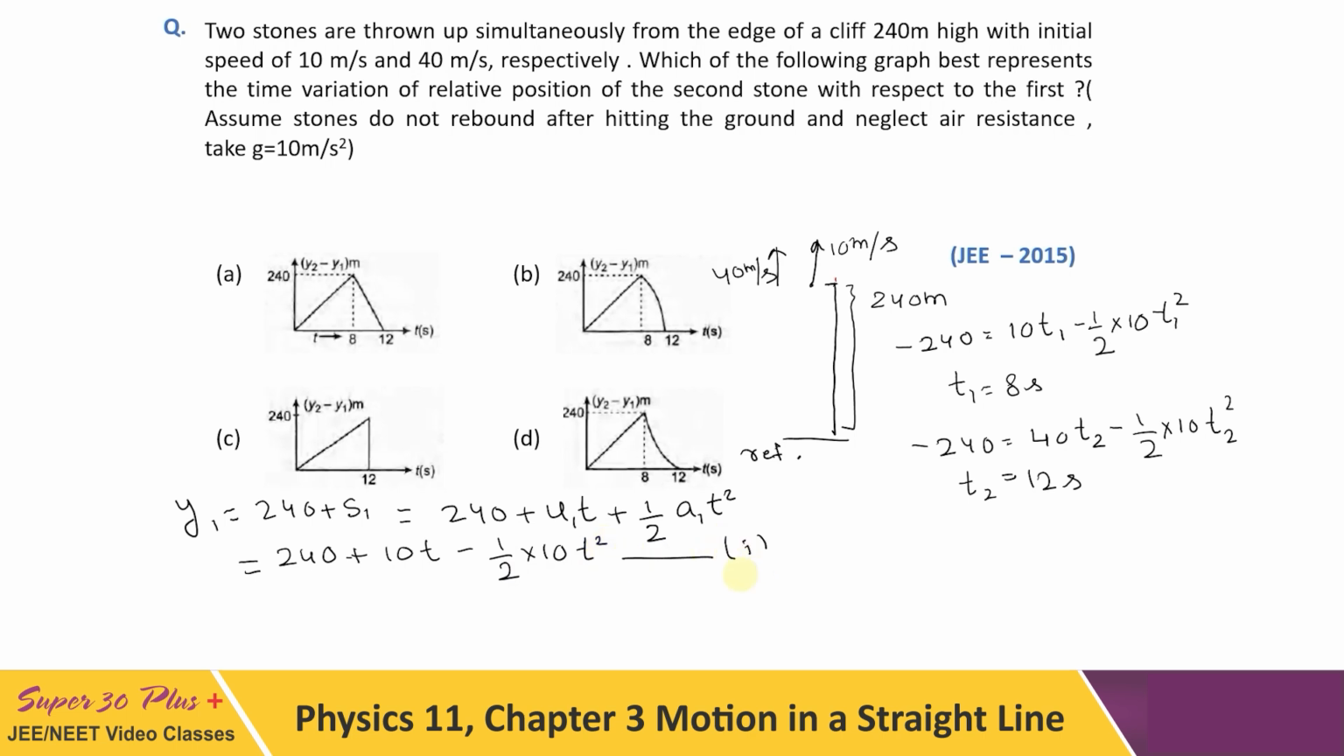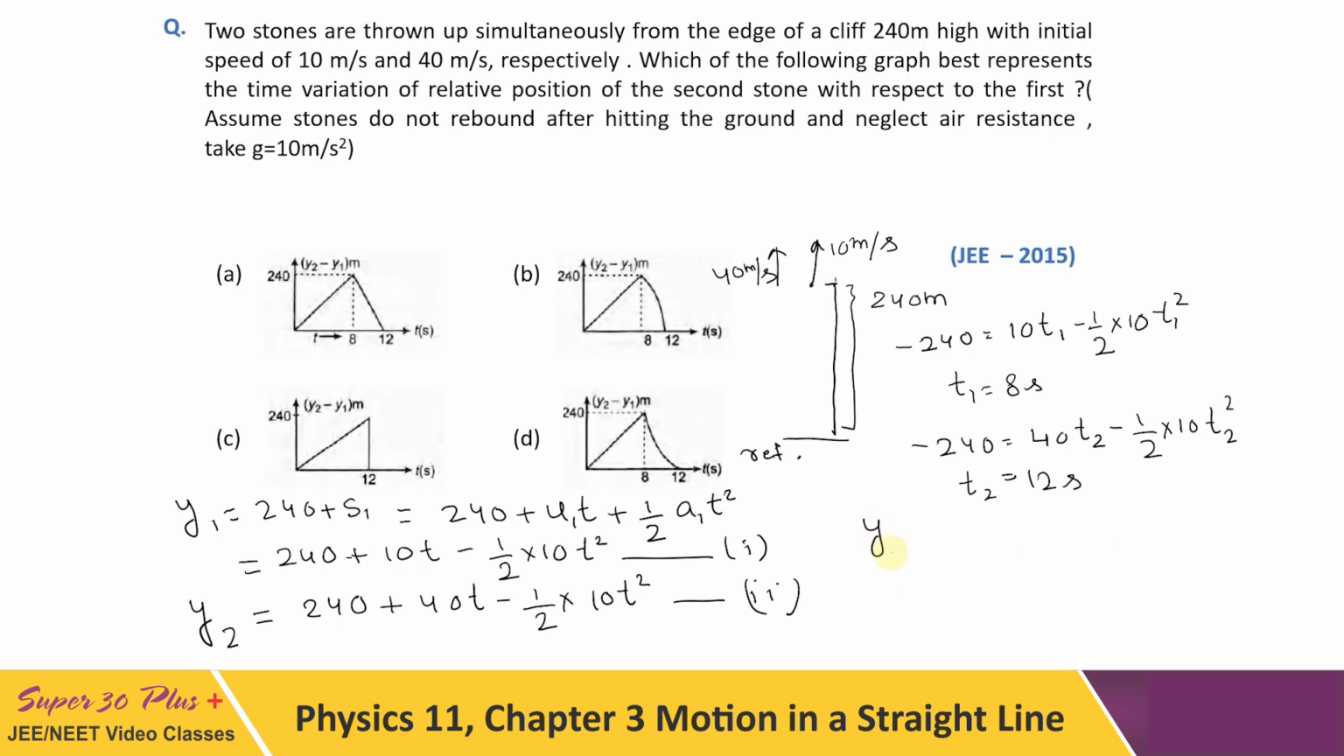So this is our first equation. Now let us write the same for the second one. For the second stone we can write y2 is equal to, this also started from the top of the cliff, so it has to be 240 plus 40t minus half into 10t square. Now we have to get the position of the second stone with respect to the first.